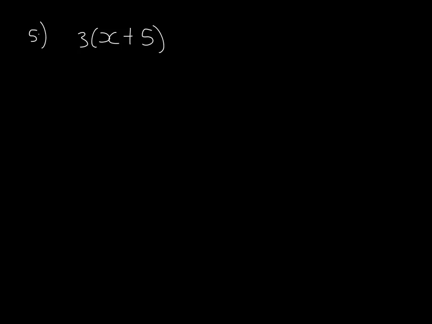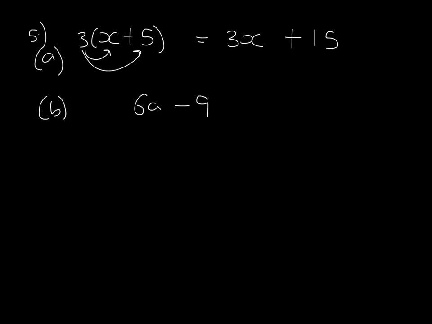Question 5, part A. Expand this bracket. So 3 multiplied by x gives us 3x, 3 multiplied by 5, and it's positive 5, gives us positive 15.